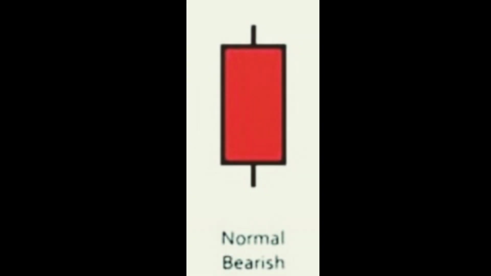Alright, next, this is the normal bearish candlestick. This is nothing more than a bearish continuation candlestick. If you're in a downtrend and you see this and you're a bear, you can bet that the stock's probably going to continue heading downward. So if you're a bull, you do not want to be buying into this candlestick.